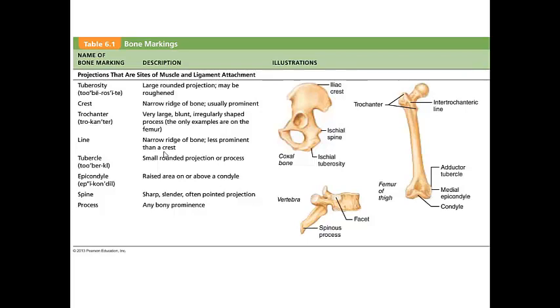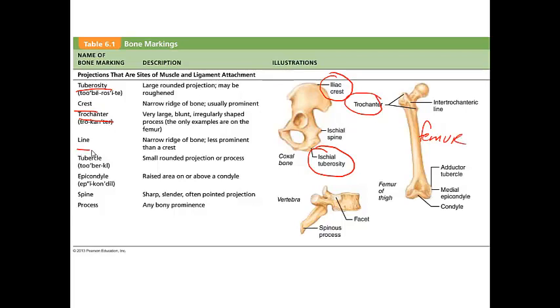And first of all, we see a tuberosity. And at this point, you only need to know the examples on this chart. So the ischial tuberosity is where a muscle is going to be attached, like the gluteal muscles. Then we also have a crest, and the one crest you need to know at this point is a very important crest called the iliac crest. Then you need to know trochanters, and there's a bunch of trochanters located on the femur that we find here.